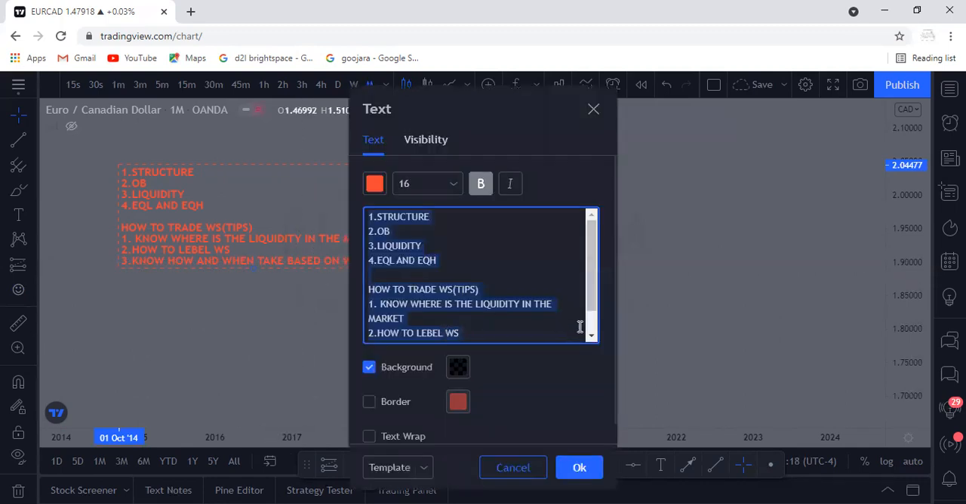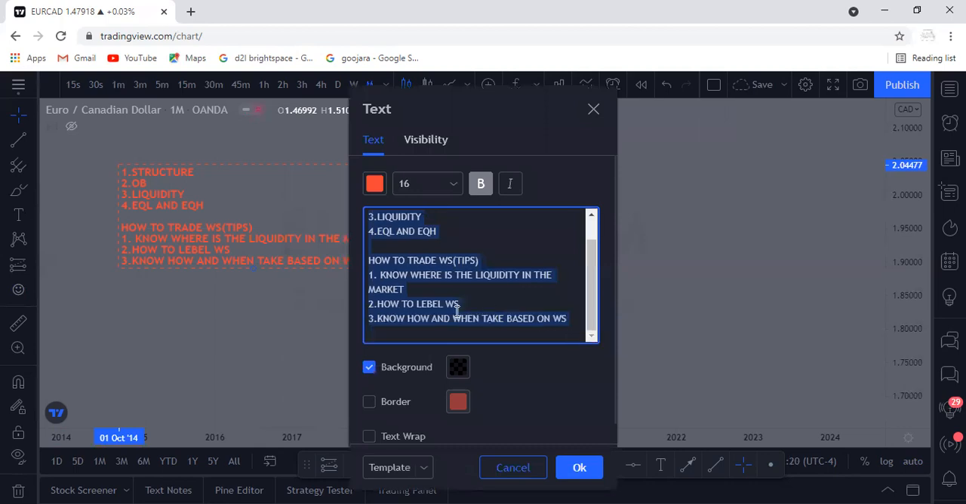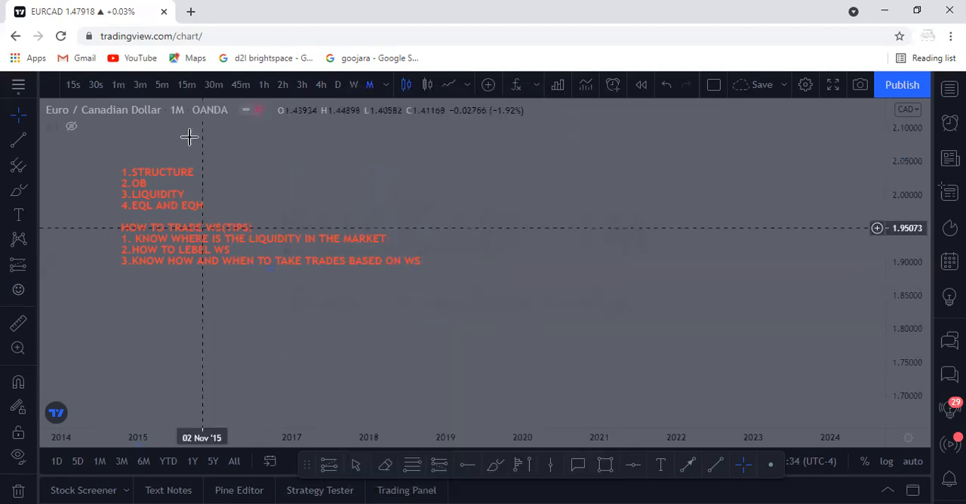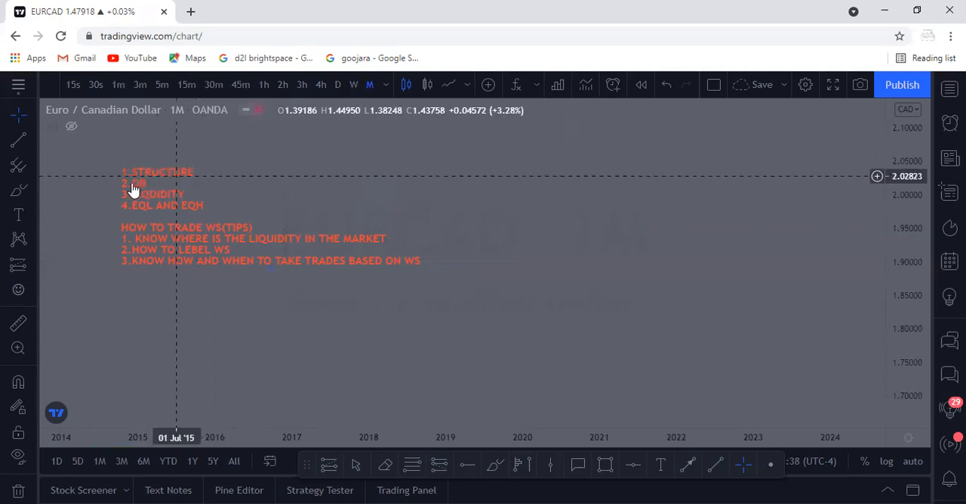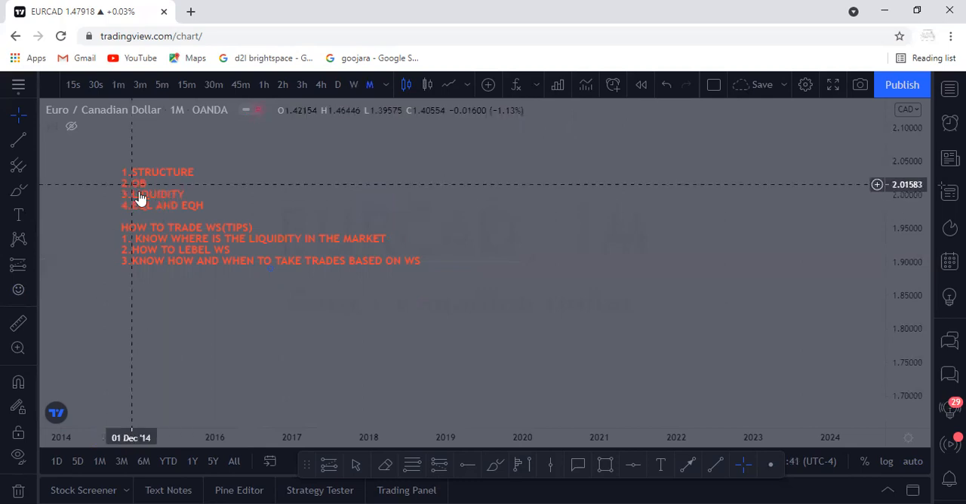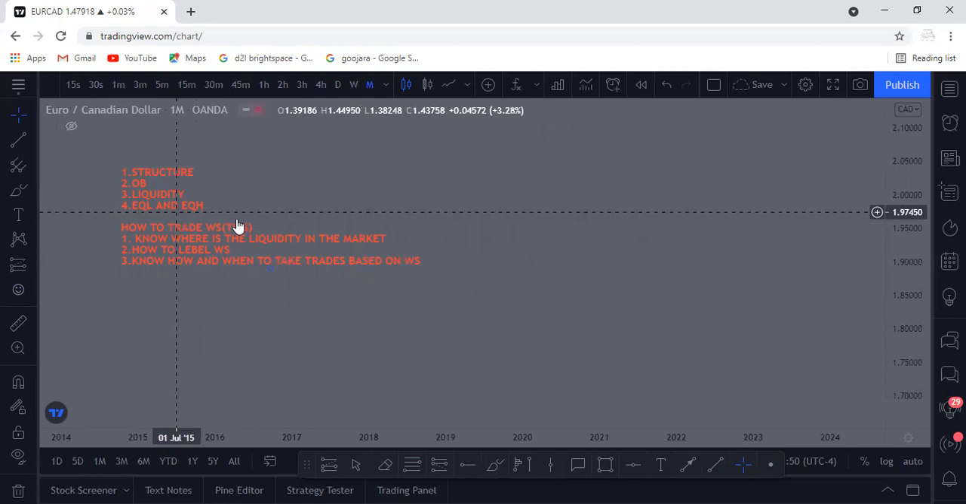Know when to take trades based on the Wyckoff schematic. These are the points. Number one, take note to check the market structure. Number two, order blocks, mark them all. Number three, liquidity zones in the market. Number four, equal lows and equal highs. Go and mark all those equal lows and equal highs.